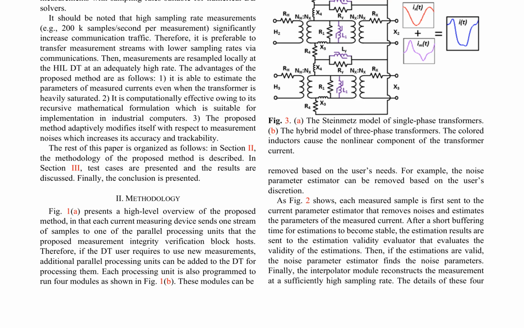The advantages of the proposed method are as follows. 1. It is able to estimate the parameters of measured currents even when the transformer is heavily saturated. 2. It is computationally effective owing to its recursive mathematical formulation, which is suitable for implementation in industrial computers. 3. The proposed method adaptively modifies itself with respect to measurement noises, which increases its accuracy and trackability.